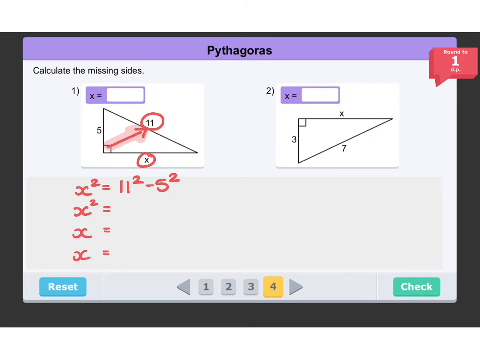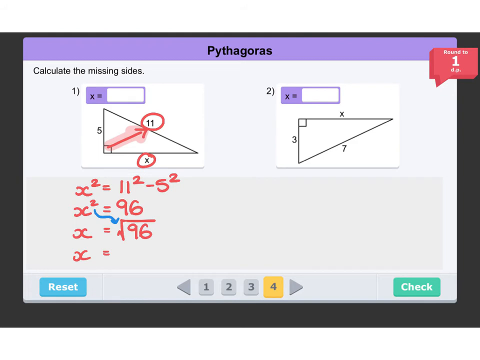Okay, so I'm going to type in 11 squared, take away 5 squared. That comes to 96. So I know that the area of the square that would be on that side would be 96, but I don't want the area. I want to know what x actually is, so we've got to do square root of 96.